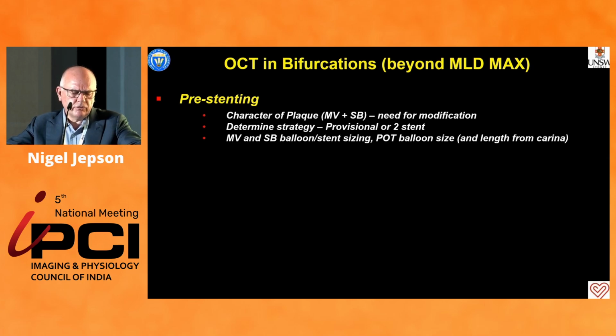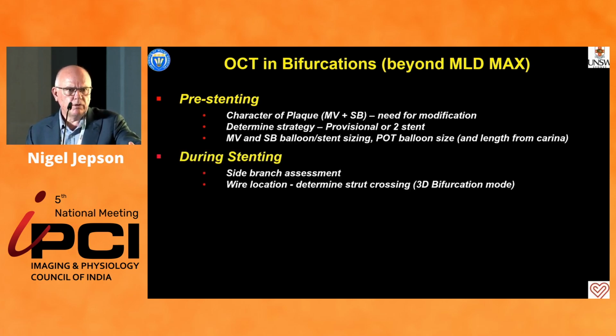It allows us to select our main vessel and side branch balloons based on sizing, our stent size, and our POT size to oppose the stent in the main vessel proximal to the side branch with a provisional strategy and ensure we've got enough length from the carina to the proximal stent margin to do a POT.